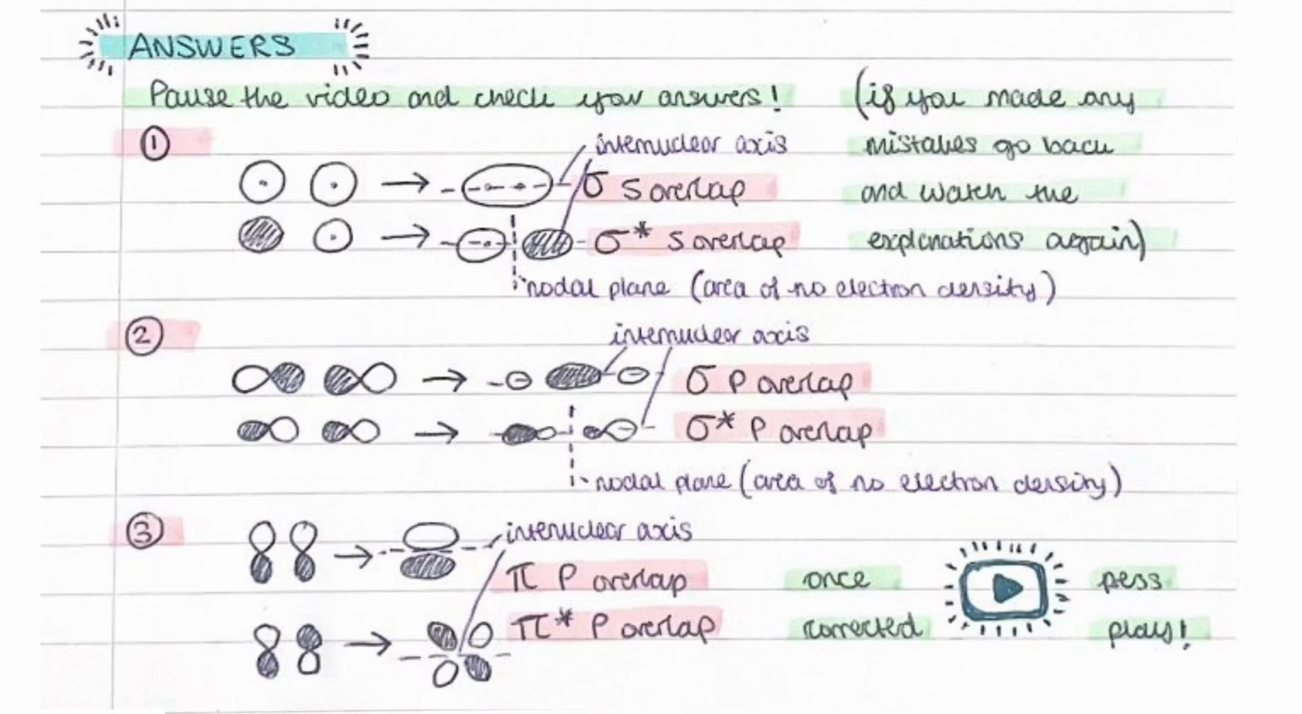Then for question 3, this is where we start to see the difference between sigma and pi. So for the pi p overlap, we have again two p orbitals orientated so the same phases are going to be overlapping. So we've got the non-shaded side above the internuclear axis and the shaded side below the internuclear axis. So as you can see, this means it's not symmetrical about the internuclear axis. This is why it's a pi orbital, and the same phases are overlapping. So this is why it's not a pi star, it's just a pi overlap.